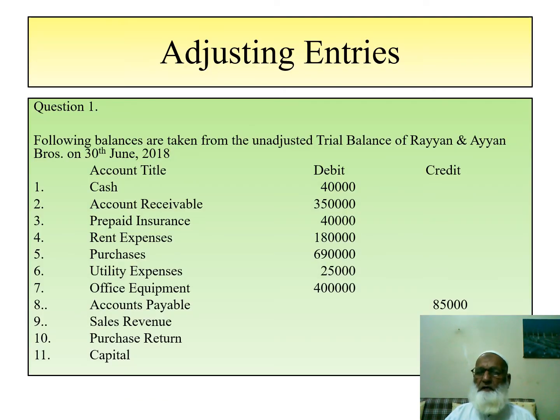This is our question given. Following balances are taken from the unadjusted trial balance of Rayan and Ayan brothers on 30th June. There are several balances given for cash, account receivable, all the accounts, the debit balances are given and the credit balances are given, and if you add up both of them, they shall be the same. The totals of debit balances and the total of the credit balances shall be the same. Now we go to the next slide.